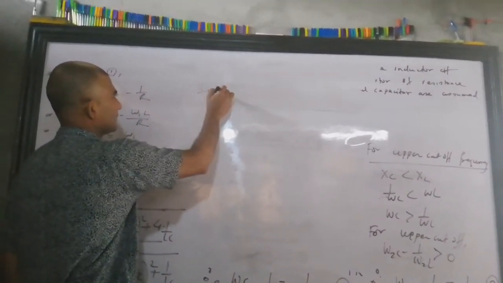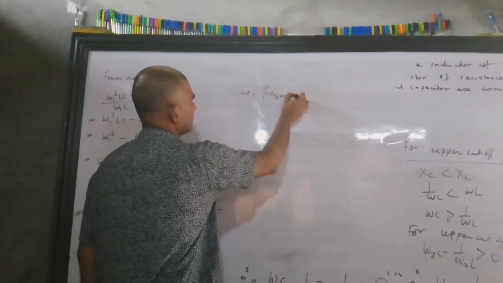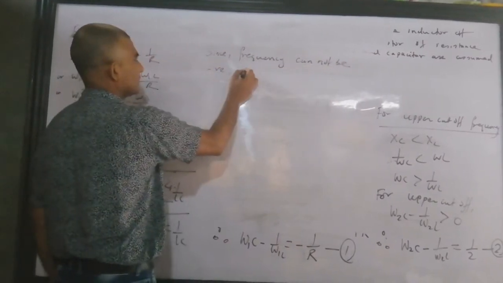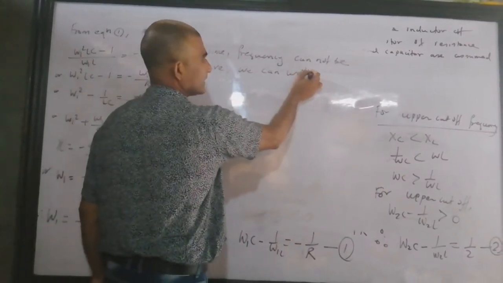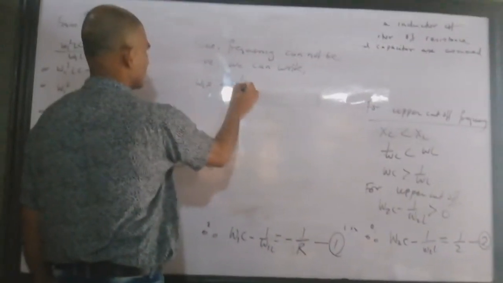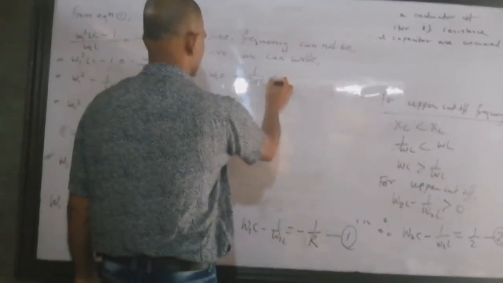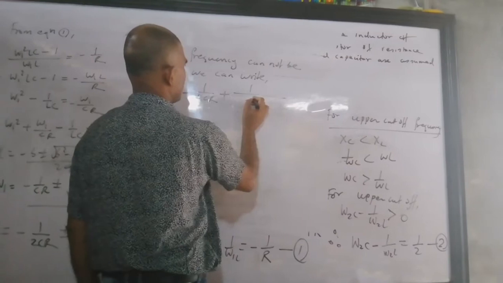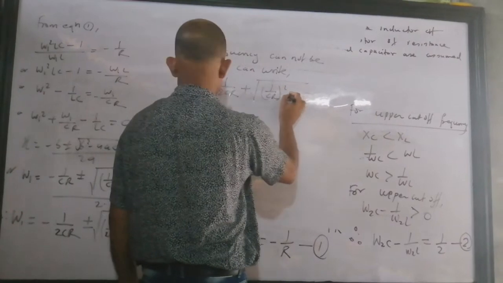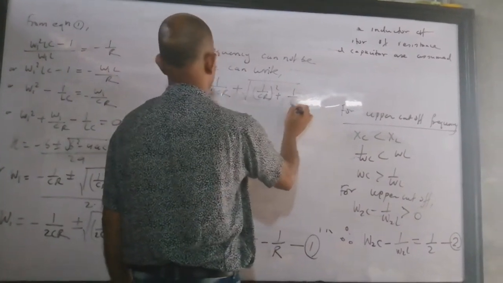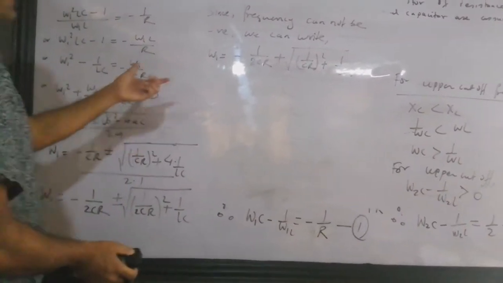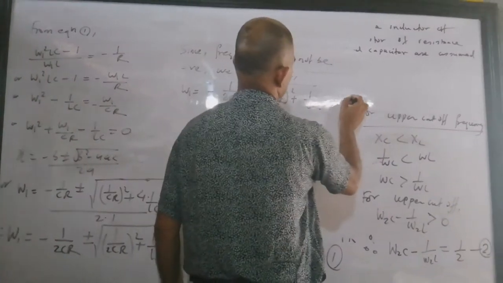Since frequency cannot be negative, we can write omega 1 equals minus 1 by 2CR, and we take the plus sign, so plus the root of 1 upon 2CR whole squared plus 1 by LC. And so this was the value of the lower cutoff.